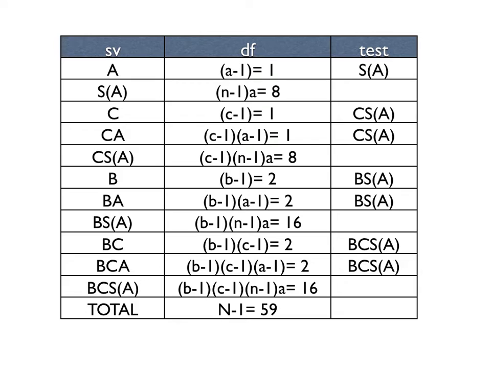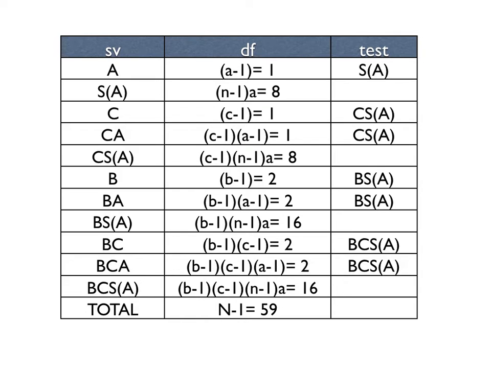For B? Let's use the last one, the BCSA. Well, you would never test BCSA. You don't care, that's a subject. But what's the numerator going to be when the denominator is that, and that, and that? So B by S within A.